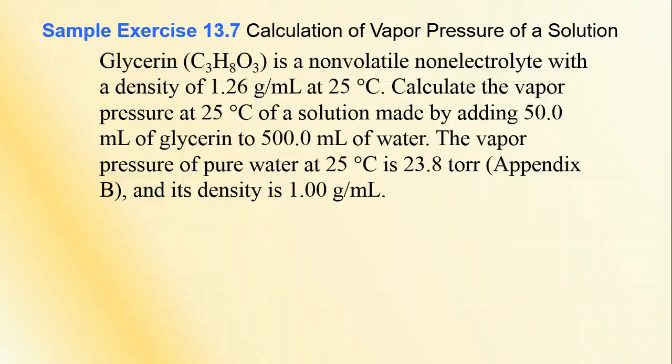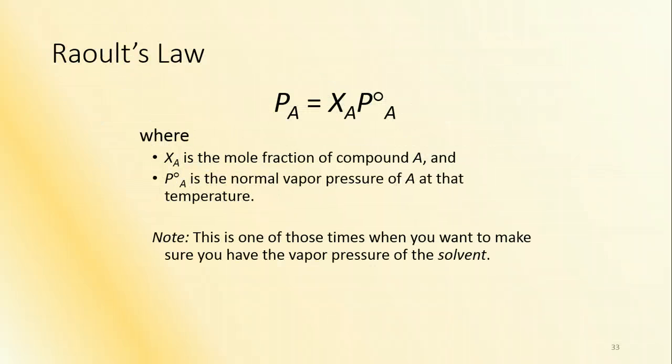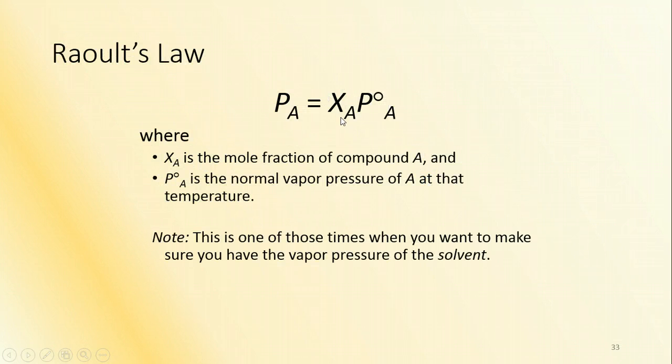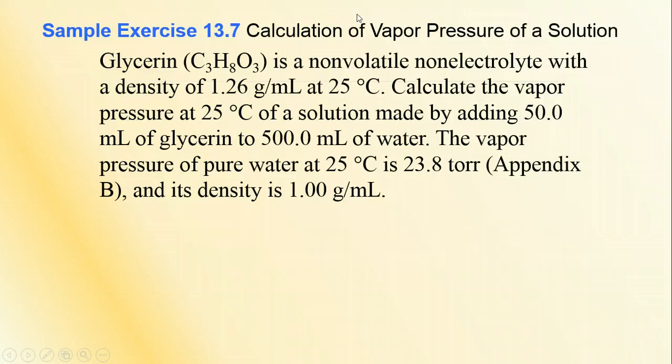If we want to use Raoult's law, we have this. The vapor pressure of water normally is 23.8 torr. So we really need to solve for x, but this needs to be the mole fraction of water for the solution. To get moles, that's why they're giving us densities. We use the density of glycerin, and we have its volume, so we can find the mass and then convert that to moles.